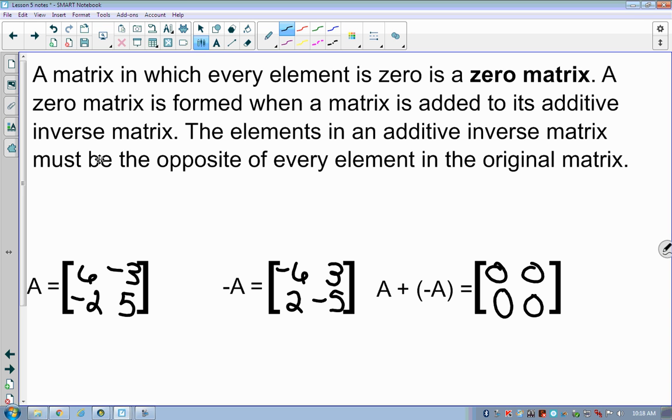Okay, so what we're saying is 6 plus -6 is 0. -3 plus 3 is 0. -2 plus 2 is 0. 5 plus -5 is 0. All right, gotcha.